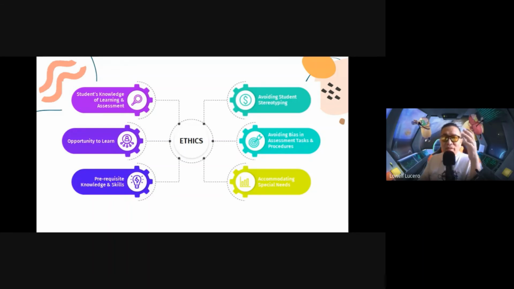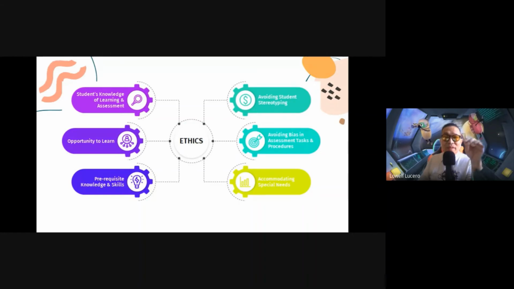You have seen already your checklist now. We utilize all these principles of high quality assessment in the checklist, and we try to critique the exemplars based on these principles of high quality assessment. For ethics considerations, we need to remember in ethics, we talk about fairness. Now, fairness is an ethical issue. Remember that one. Now, paano ba maging fair yung test mo?